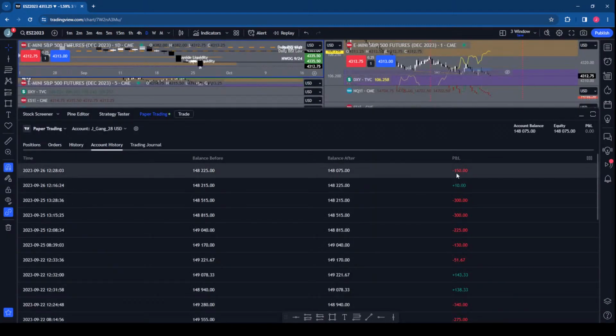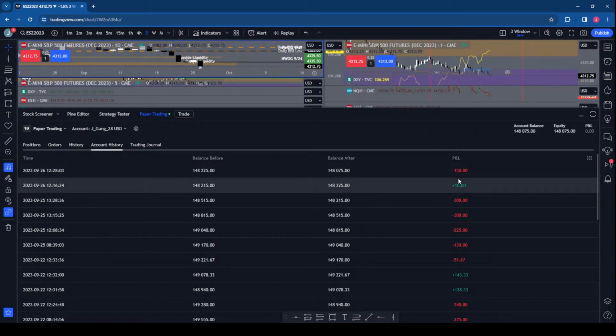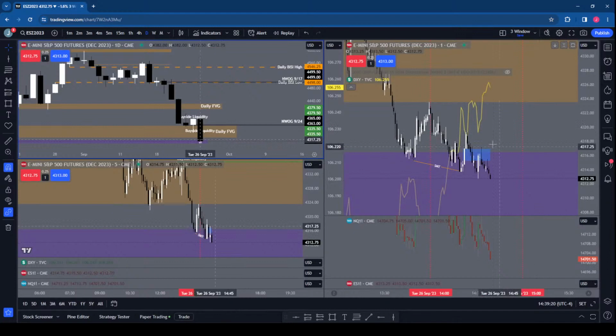Yeah, so took a small loss. That trade actually ended up panning out for 10 handles and wanted to hit our stop, so I need to kind of reconsider what I'm doing here.